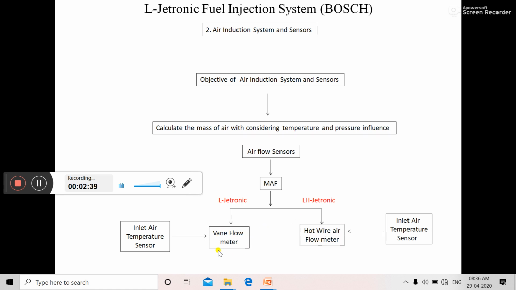Here density is calibrated on the basis of the pushing force of the air, and here the density of the air is calculated on the basis of the heat dissipation or heat takeout rate of the air. So we will see how they differ in construction.